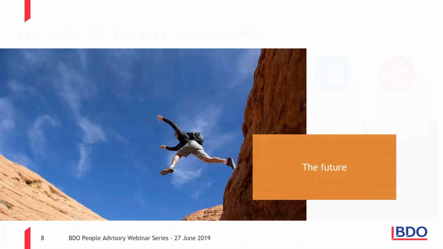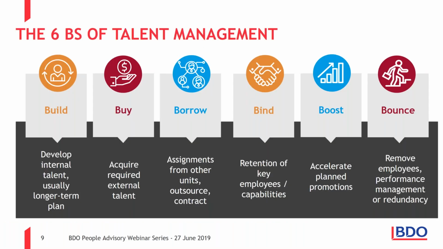What are they, you are wondering? Okay, so the 6 Bs of talent management are build, buy, borrow, bind, boost, and bounce. I'm going to take you through them really briefly here, and then we're going to go through each one of them and think about what are some of the questions you should be asking yourself to decide whether this is the strategy you should be taking, and what are some examples of what this might look like in your organisation.